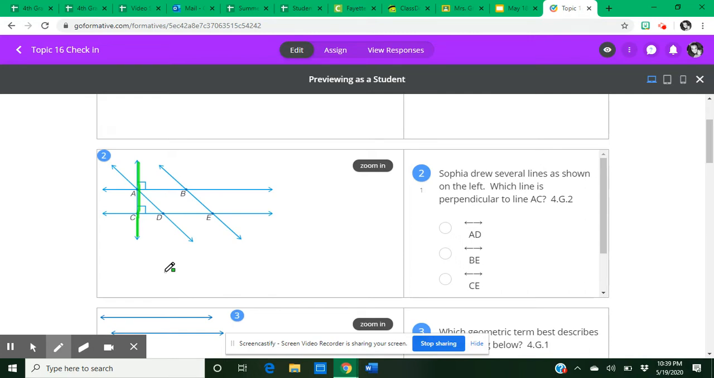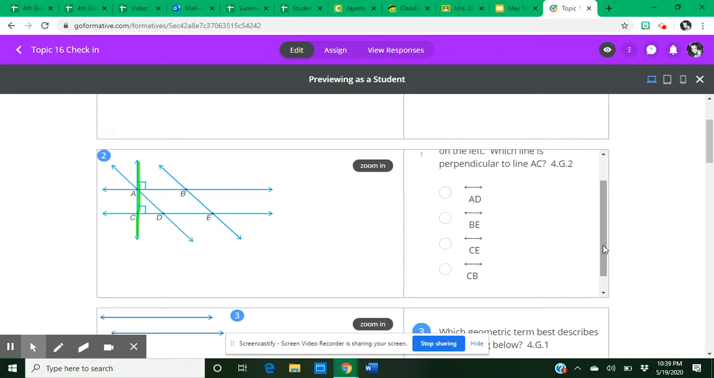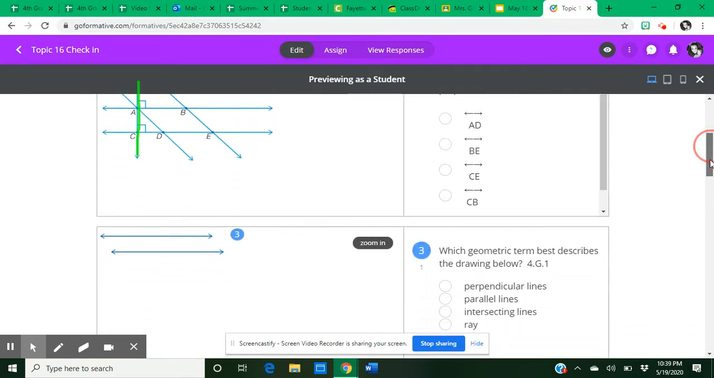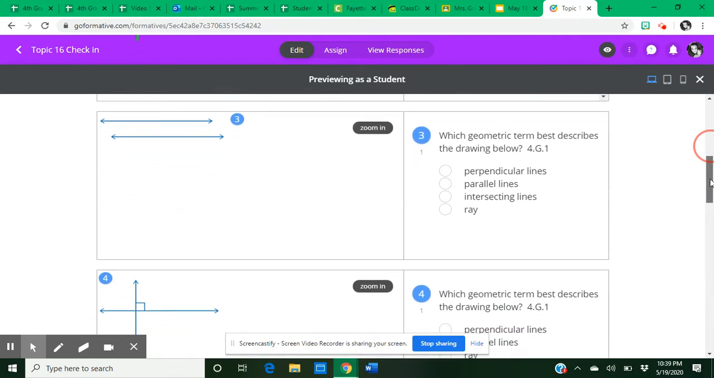You want to figure out which one of these lines is perpendicular to AC. Remember that a perpendicular line is one that forms a right angle. So which of those would form a right angle? Is it line AD, line BE, CE, or line CB, okay? Which one of those would make a perpendicular line? Perpendicular creates that right angle. Okay, moving down here.